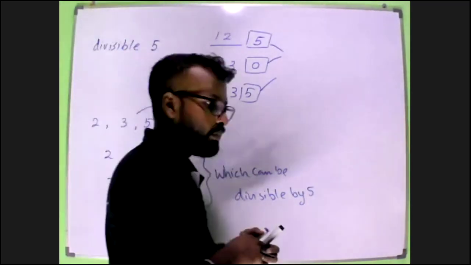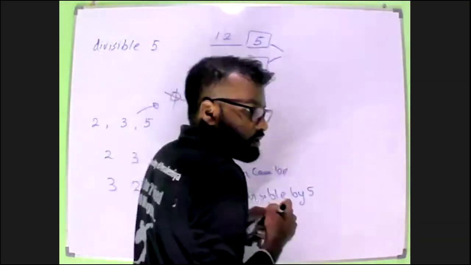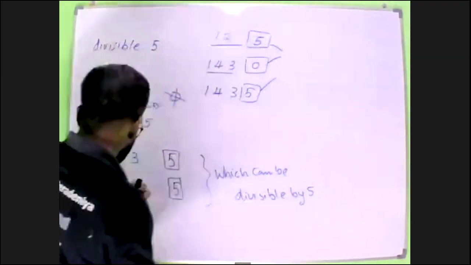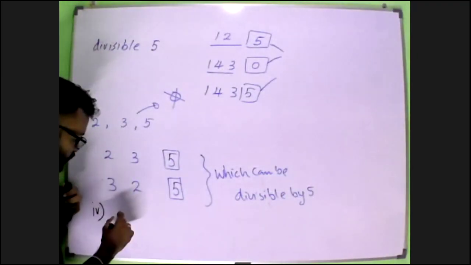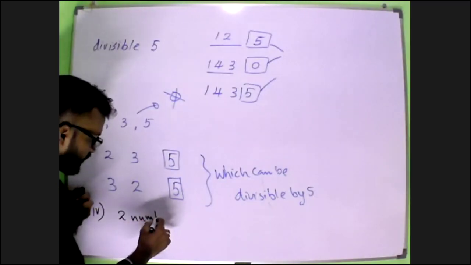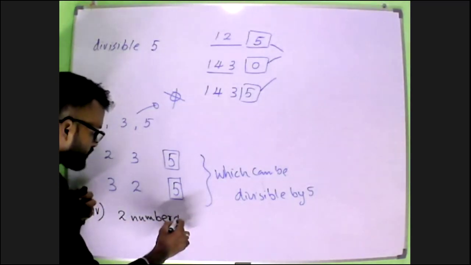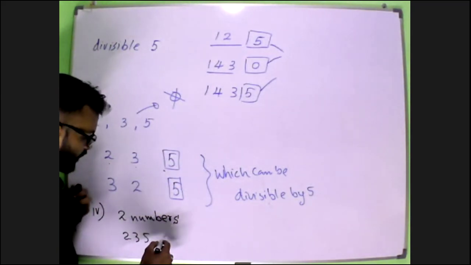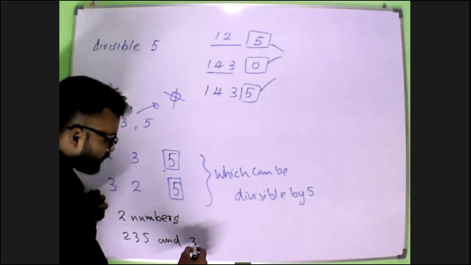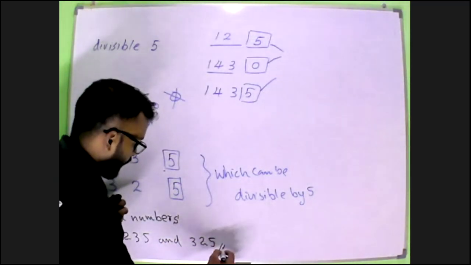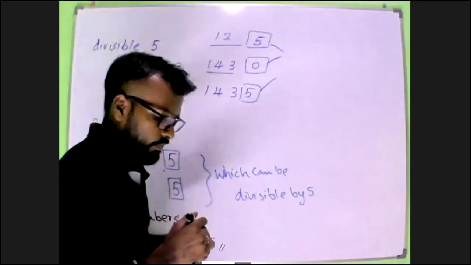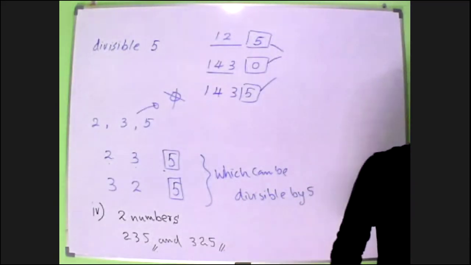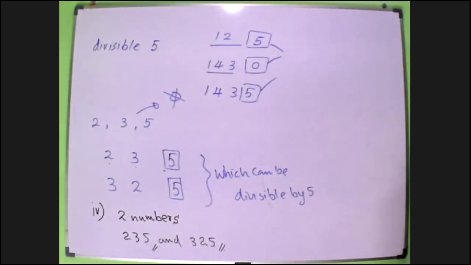Okay? So your answer for the fourth question, you can write only two numbers, and you have to write the numbers as well. 235 and 325. So very easy.